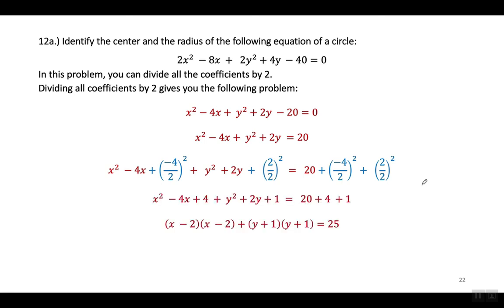Okay, which allows us to factor perfect squares and write the equation in that form, which allows us to identify the center and the radius.